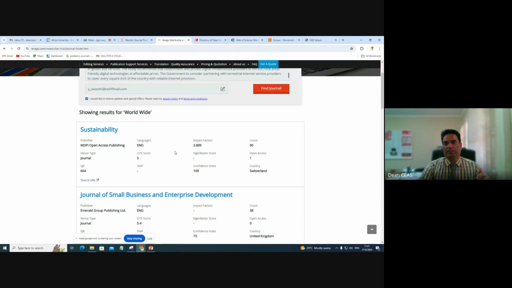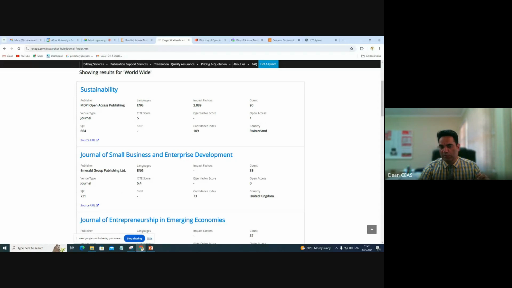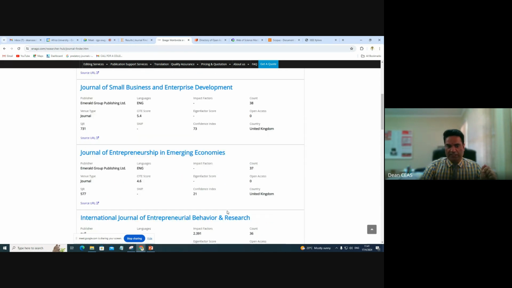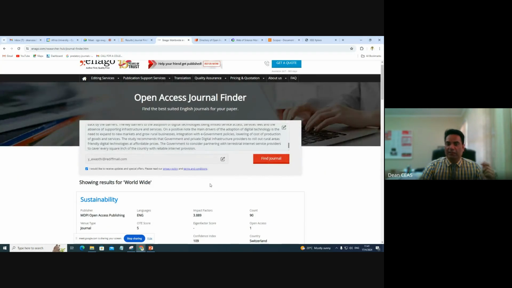It is about small business enterprises because this is the abstract of one of my executive MBA students. I have his thesis, so I just copied his abstract. That is the reason you are getting this type of journal, because it is an MBA dissertation. So you can see the tool has the capacity to review your abstract and provide a suitable link for it.